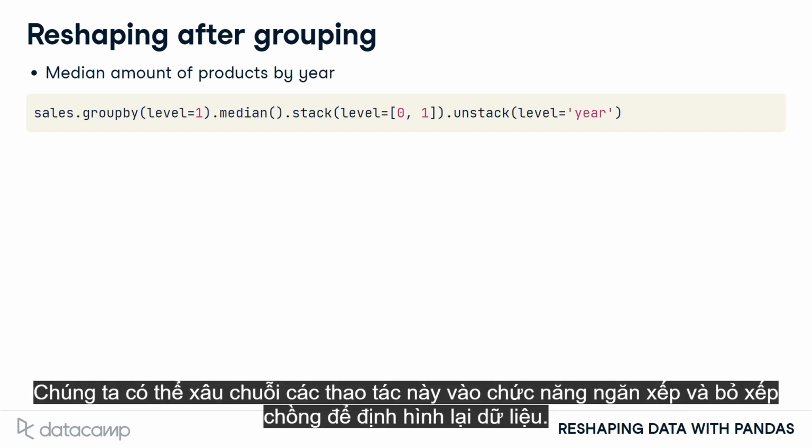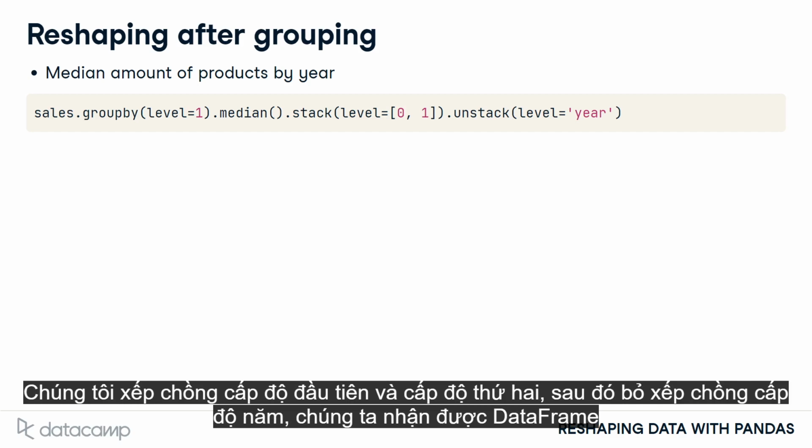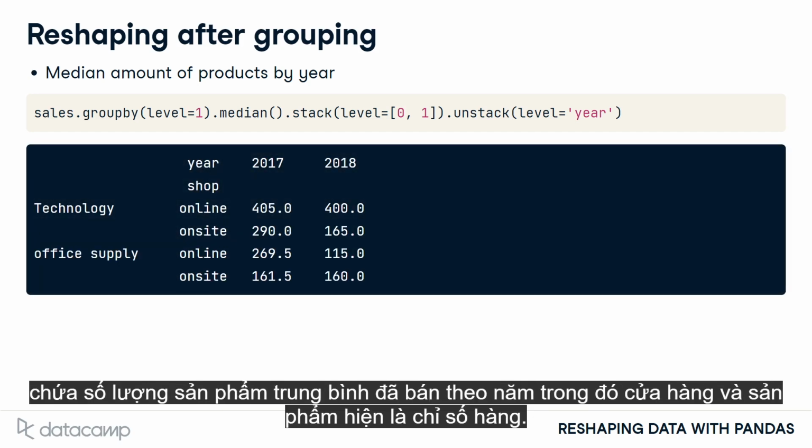We can chain these operations to the stack and unstack functions to reshape the data. We stack the first and second level and then unstack the year level. We get a data frame containing the mean amount of products sold by year where shop and product are now the row indexes.